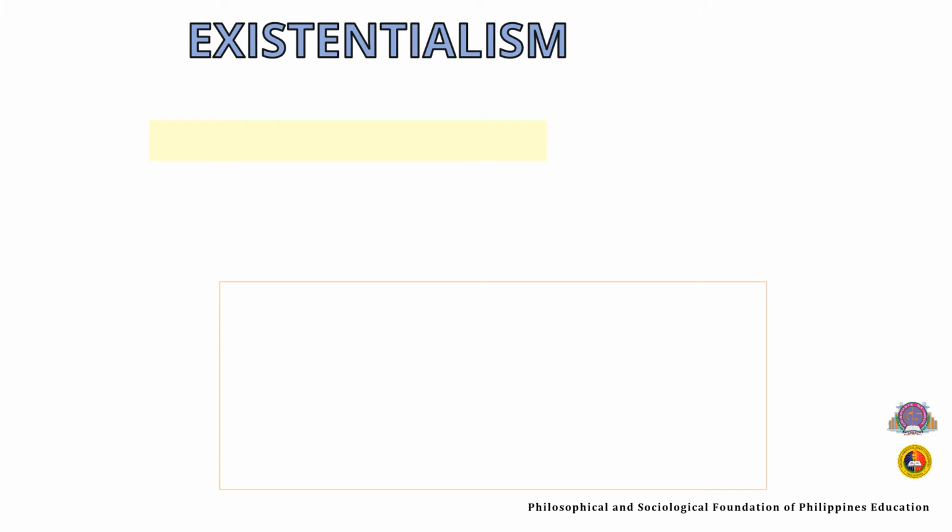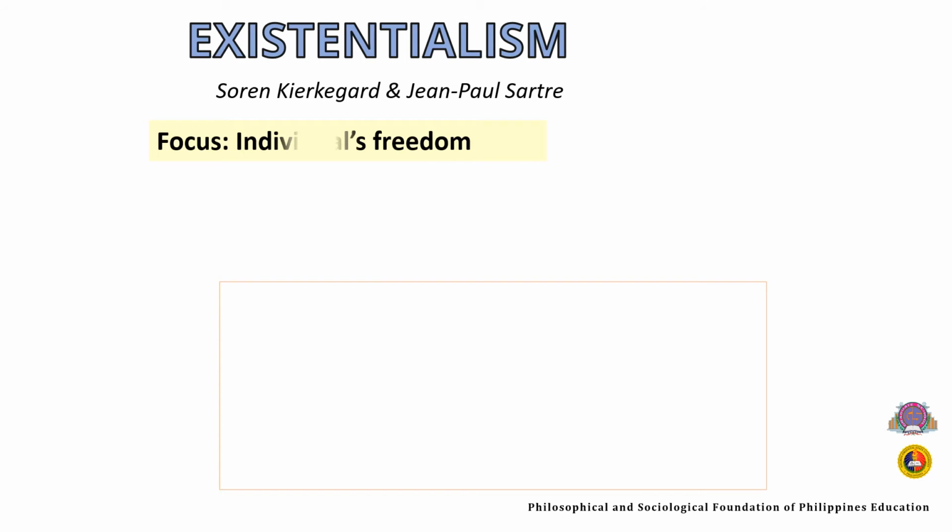Let's move on to Existentialism. This philosophy was developed by Soren Kierkegaard and Jean-Paul Sartre. The focus of this philosophy is individuals' freedom to choose their own purpose in life, meaning people are free to choose what makes their life, and their individual passions are what drive them.